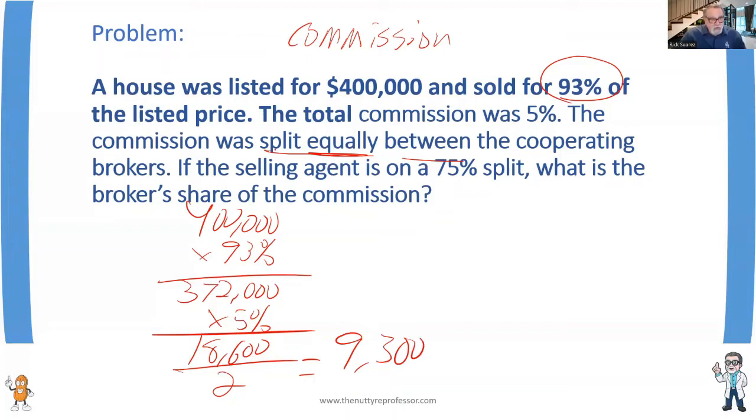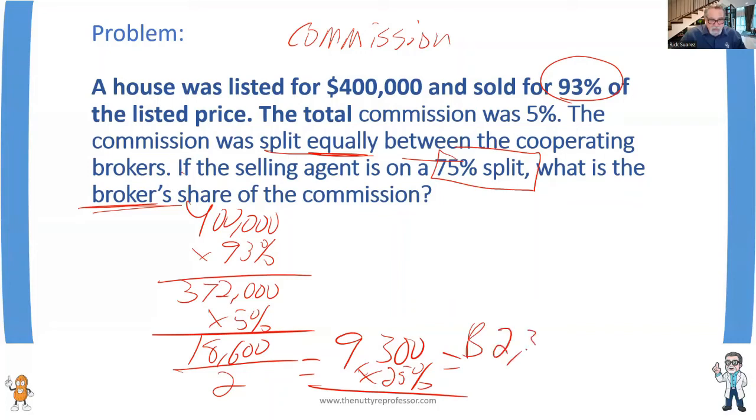So let's continue reading. So now we're here. If the selling agent split is 75, what is the broker's share? Now, keep this in mind: 75% will be a part of your answer. So you don't need to multiply times 75 and then subtract. Might as well just multiply times 25, because that is the question that's being asked. So times 25%, that means the broker is going to get 2,325. And that could be answer B.